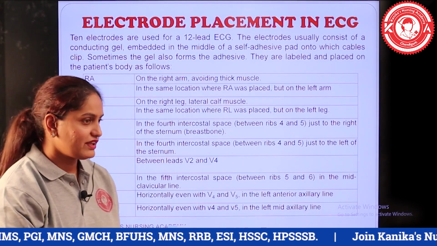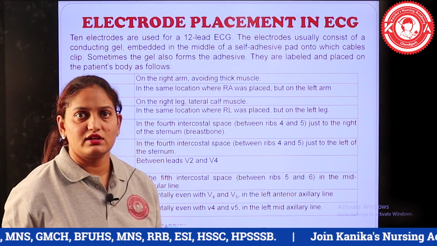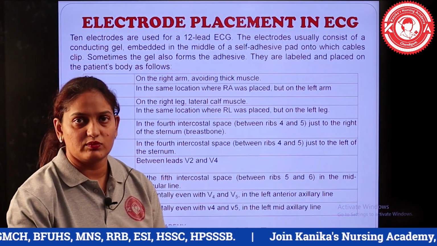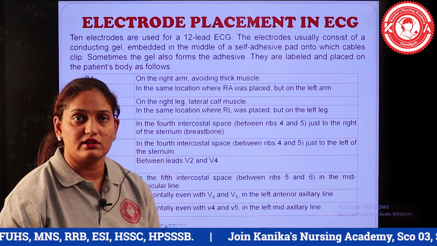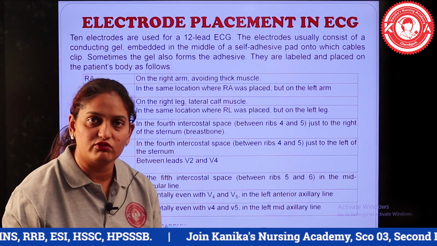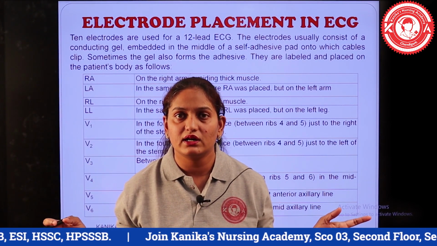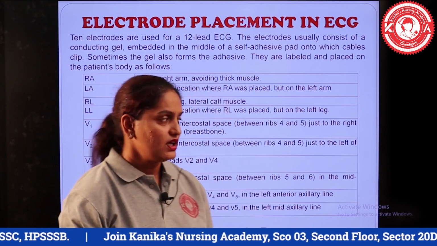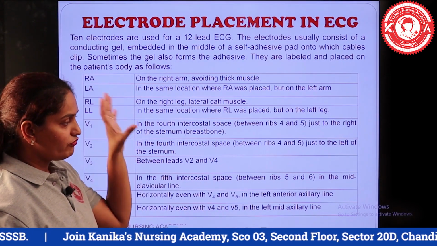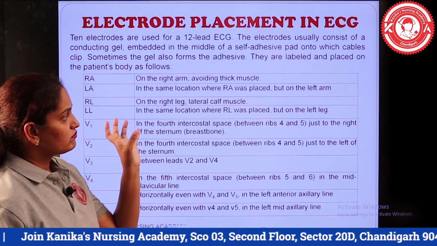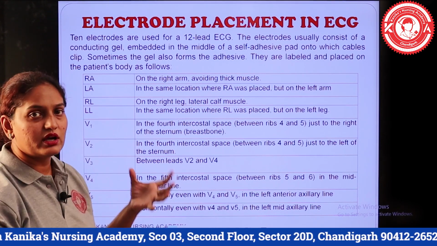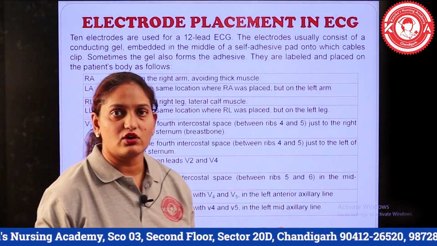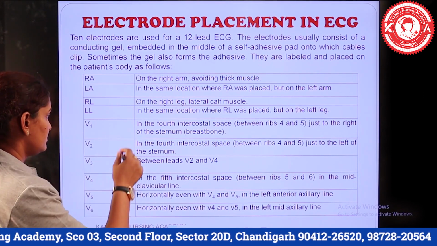So that is all about the basic concept of ECG, and I have tried to explain a few dysrhythmias also so that you are able to distinguish between the normal and the abnormal interpretation of ECG. I would just like to finish off here by highlighting where we place the electrodes while recording the ECG.